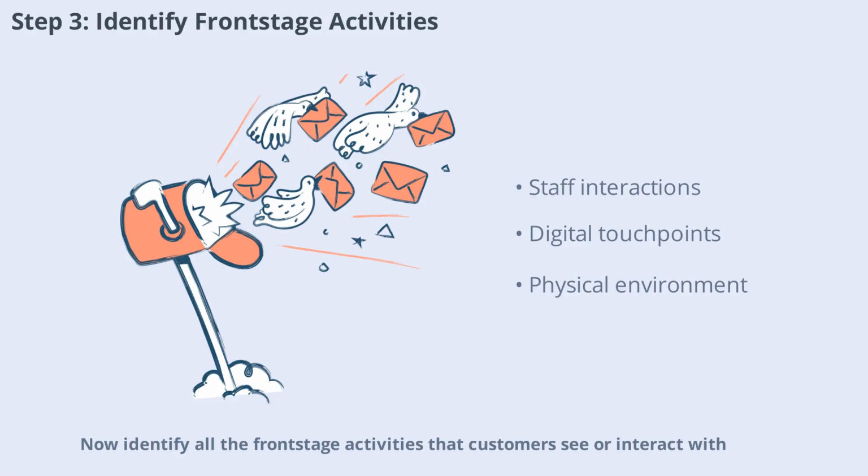Now, identify all the front stage activities that customers see or interact with. This includes staff interactions, digital interfaces, and physical environments. By mapping these activities, you can ensure that every customer-facing moment is intentional and aligned with your brand values.